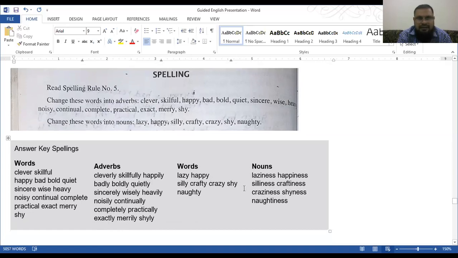These are the words and nouns. Laziness, happiness, silliness, craftiness, craziness, shyness, naughtiness. So these were the spelling exercise.